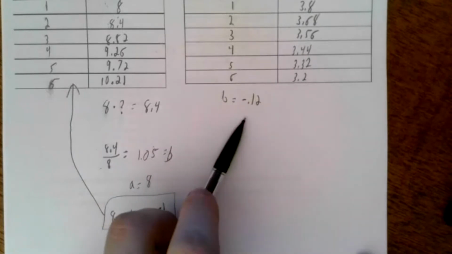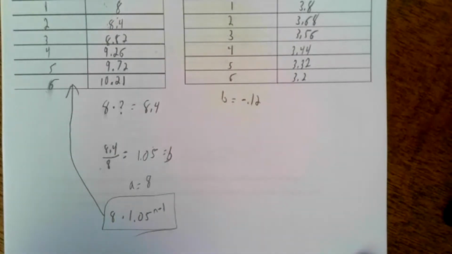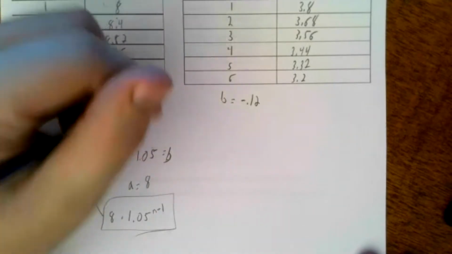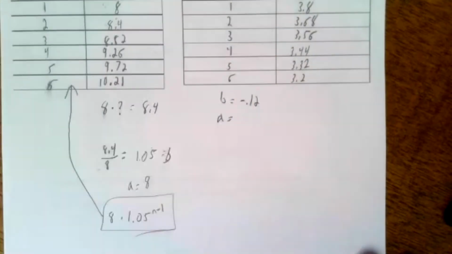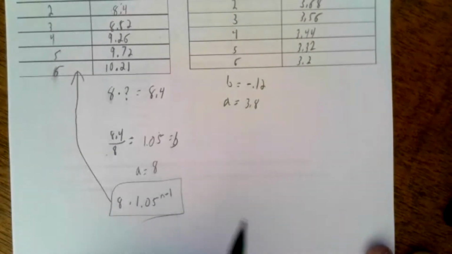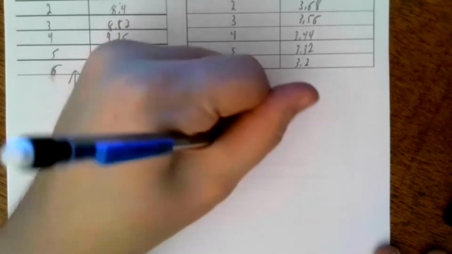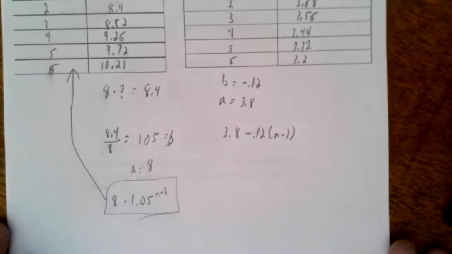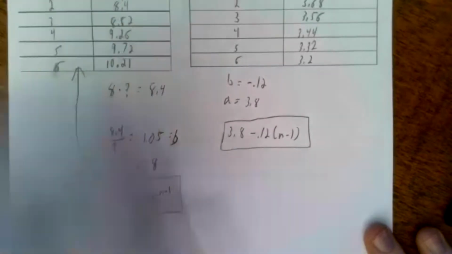So we're subtracting 0.12 million each month that we go on, right? Okay, so we have that, and now what is our first term? So what is our A in this case? 3.8. Yep, 3.8. Okay, so now we can just plug that into our arithmetic formula, right? So we have 3.8 minus 0.12 multiplied by n minus 1, right? And that should be our arithmetic sequence, right?